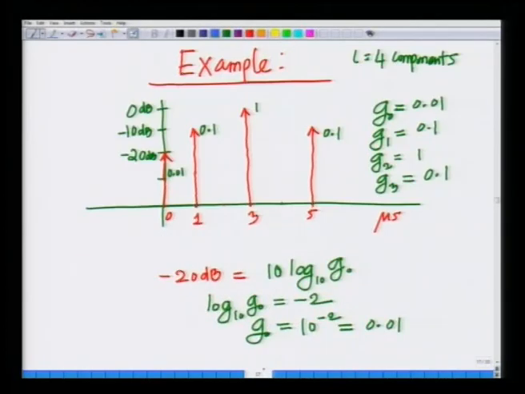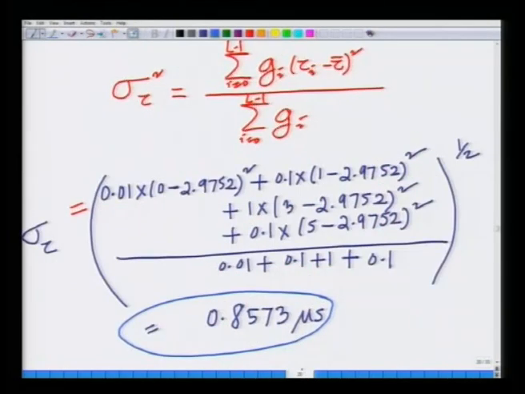We also did an example in which there are 4 paths arriving with different powers. The first path is minus 20 dB, then minus 10 dB, and so on and so forth. We computed the average delay of this channel and the RMS delay spread, and we said the RMS delay spread value is 0.8573 microseconds.